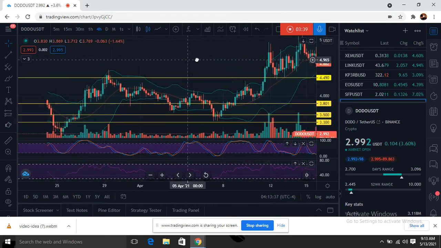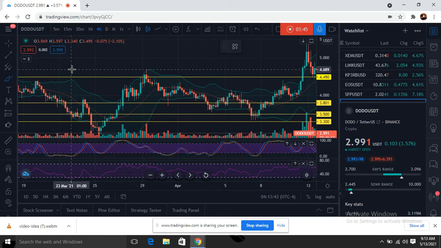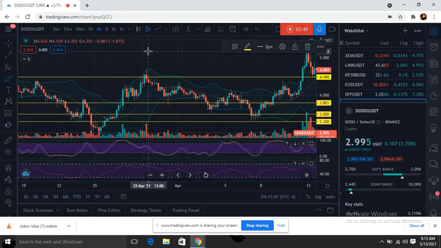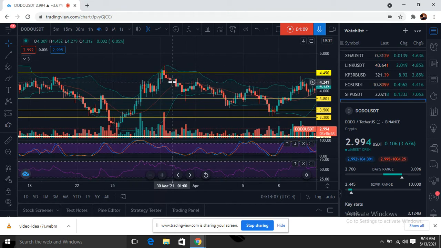It's quite rare. Normally, most of them are named after the shape. Dragonfly Doji looks something like this. It looks like a dragonfly. A doji doesn't really have a body either.